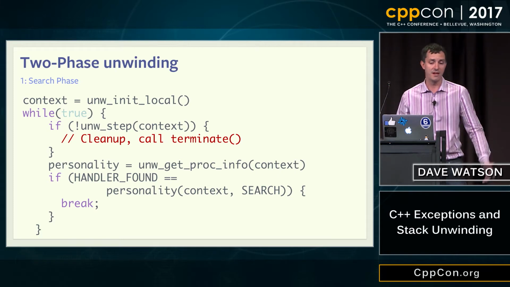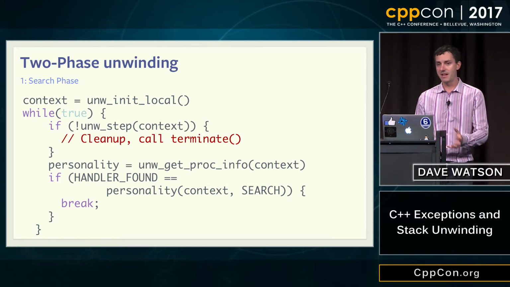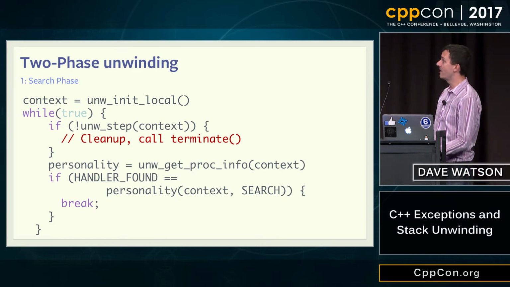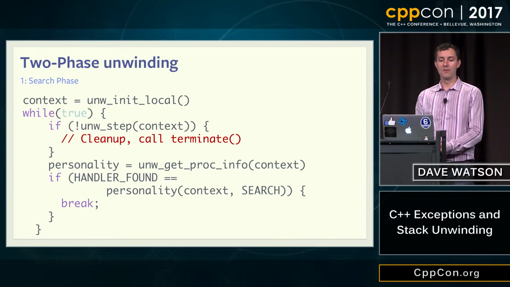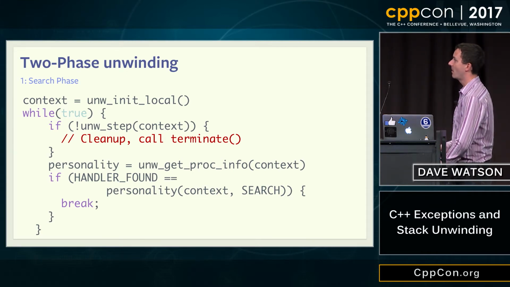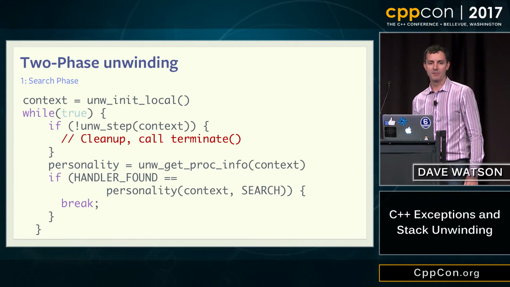It knows nothing about exception types. So the personality routine takes care of deciding, hey, is there a catch statement here or not? If there is, it says handler found. We break and go to phase 2. If there's not, eventually unwind step will return, oh, we got to the top of the stack, and terminate is called.